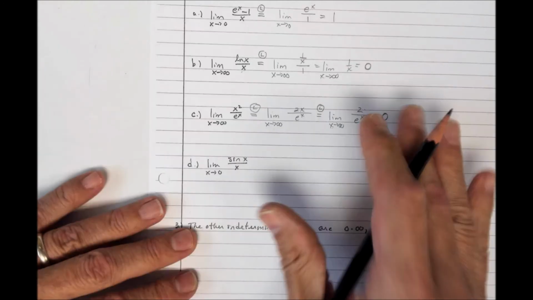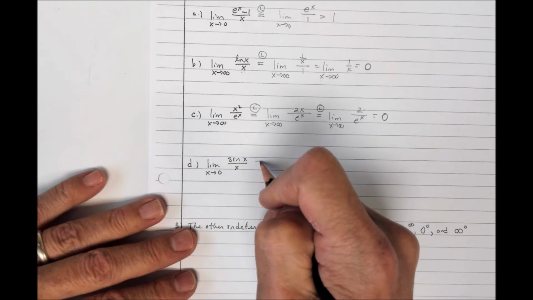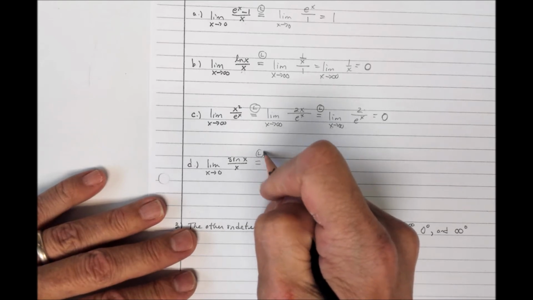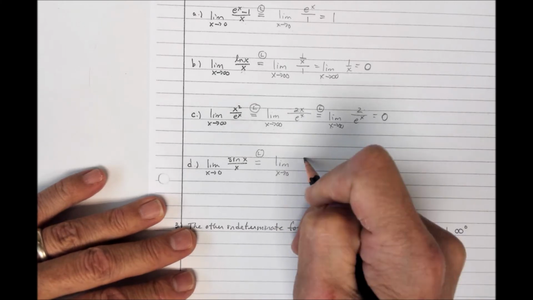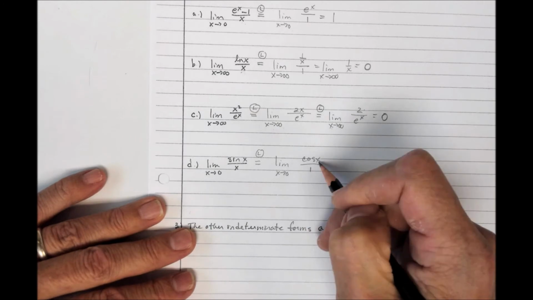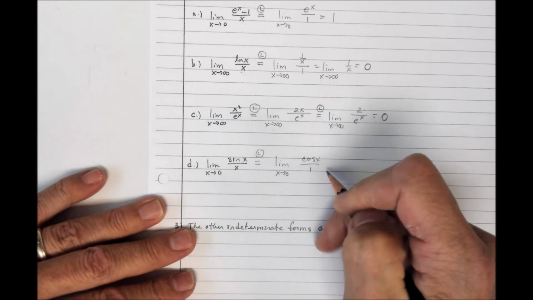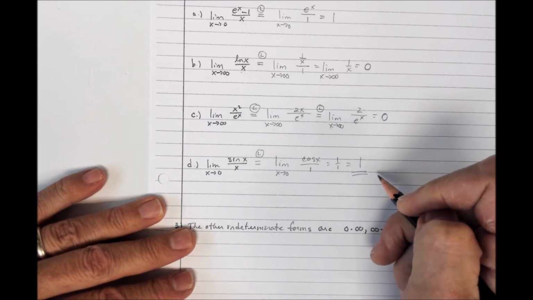And of course, this is everybody's favorite here. This is the one that we already know what the answer is. The answer is 1. Let's use L'Hopital's rule and show that. So I take the derivative of the numerator, which is the cosine of x, all over the derivative of the denominator, which is 1. And as x goes to 0, the cosine of 0 goes to 1. So this is 1 over 1, which is 1, which is what we said way back in chapter 1.